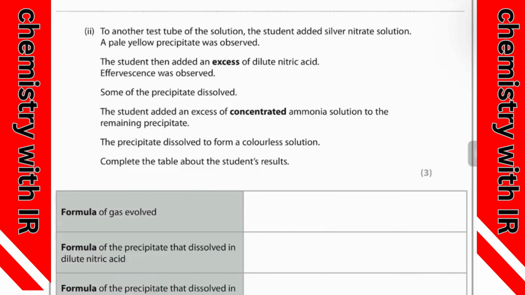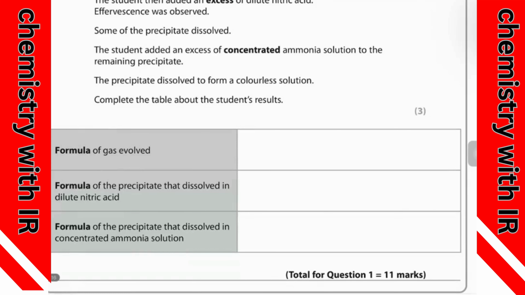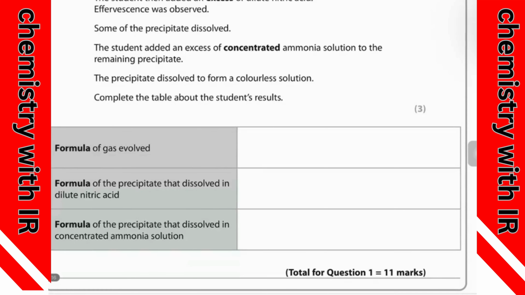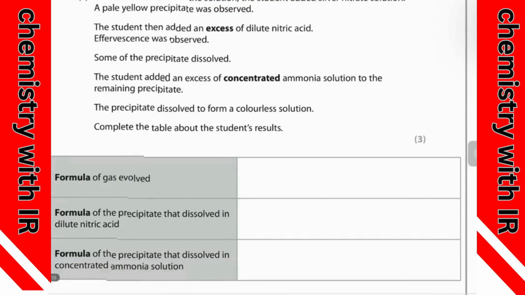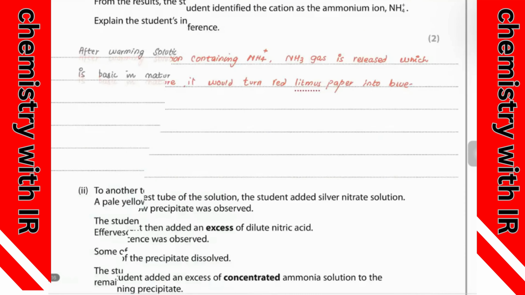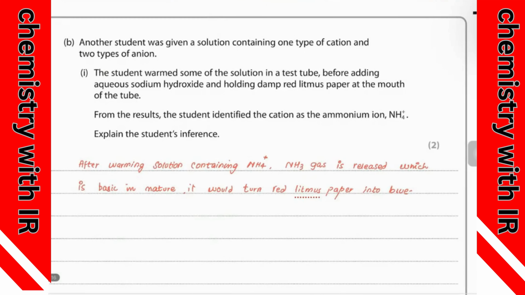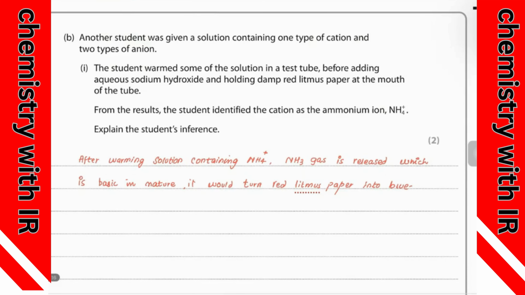The student then added an excess of dilute nitric acid. Effervescence was observed. Some of the precipitate dissolved. The student added an excess of concentrated ammonia solution to the remaining precipitate. The precipitate dissolved to form a colorless solution. Complete the table about the student's result. So first of all, which gas is evolved? Another student was given a solution containing one cation and two types of anion.